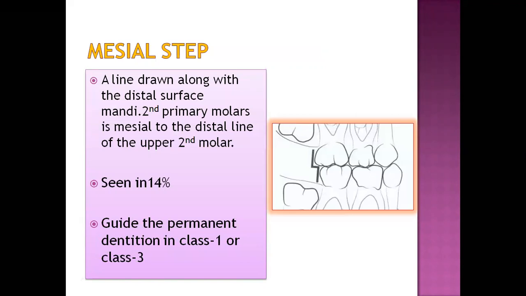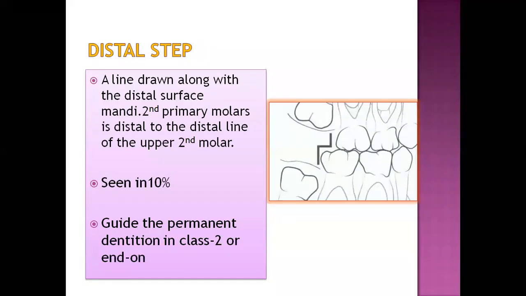Then mesial step: if the line drawn along the distal surface of the mandibular second primary molar is mesial. Here we can see the line drawn distal to the mandibular second molar is mesial to the line drawn distal to the upper second molar. It is seen in 14% of cases, and it guides the permanent dentition into either class 1 or class 3 relation.